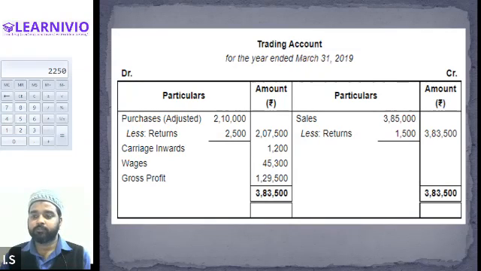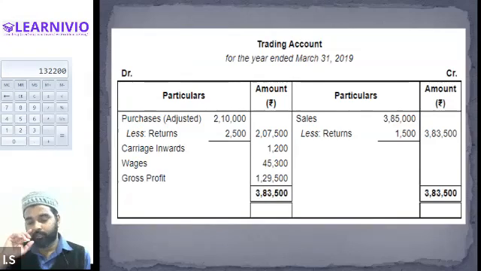So on the credit side, we will have only 3 items. The gross profit 1,29,500, then commission of 1,500, then discount of rupees 1,200. Tell me, is this correct? On the credit side, the total amount will be 1,32,200. Is that what you have got? 1,32,200. Yes, sir. Okay.